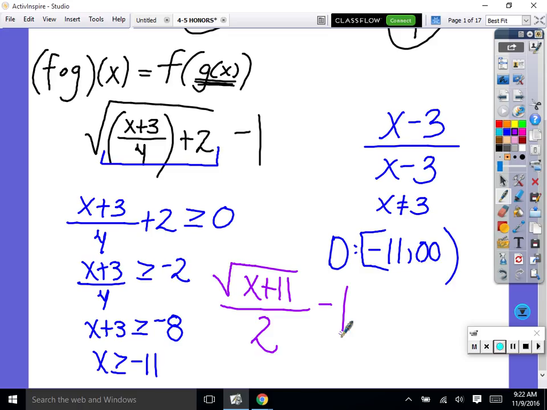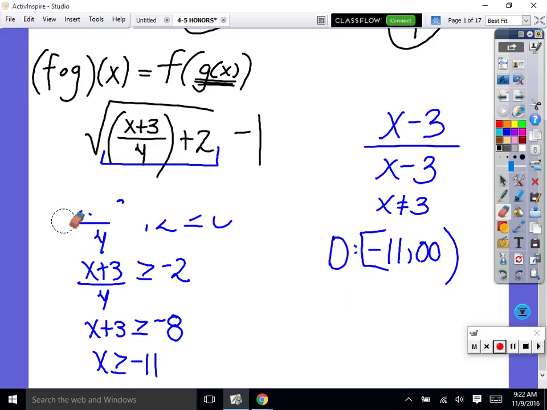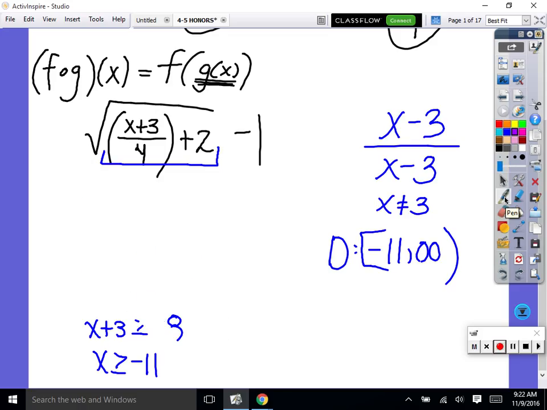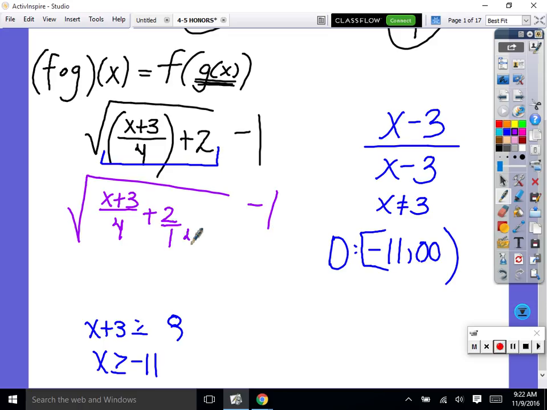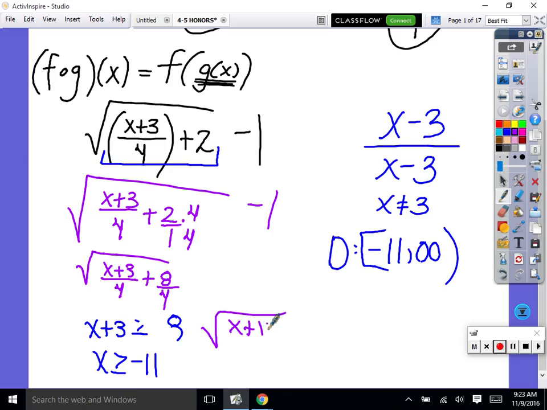Okay, so I'm glad you said that, so we can go through it. I'm sure there's others that have no idea, so we should probably just go through it. We have time. So we have the square root of, this is really x plus 3 over 4 plus 2 minus 1. Let's combine those. Don't we need a common denominator? Over 1, so we'll multiply by 4 over 4. So we have the square root of x plus 3 over 4 plus 8 over 4. Now we have a common denominator, so that's the square root of x plus 11 all over 4, minus 1.